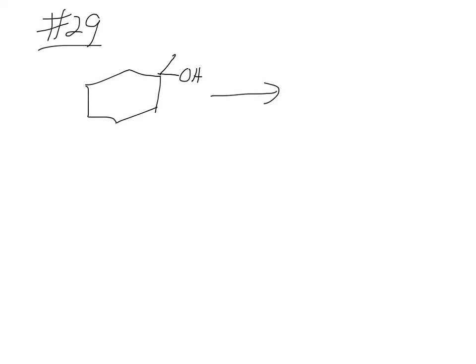So let's look at number 29. We start with this tertiary alcohol. And somehow it's going to go to this 3-membered ring, which we've seen before. It's an epoxide. We've seen the 3-membered ring before. It's one of the things you were supposed to know how to do way back when. So it's an epoxide.